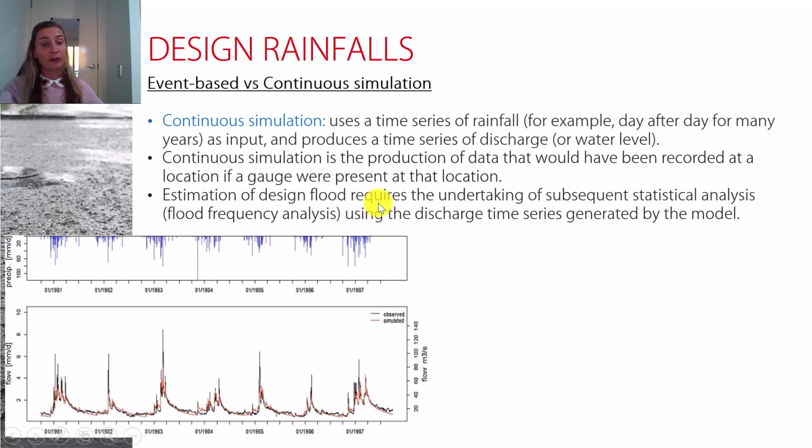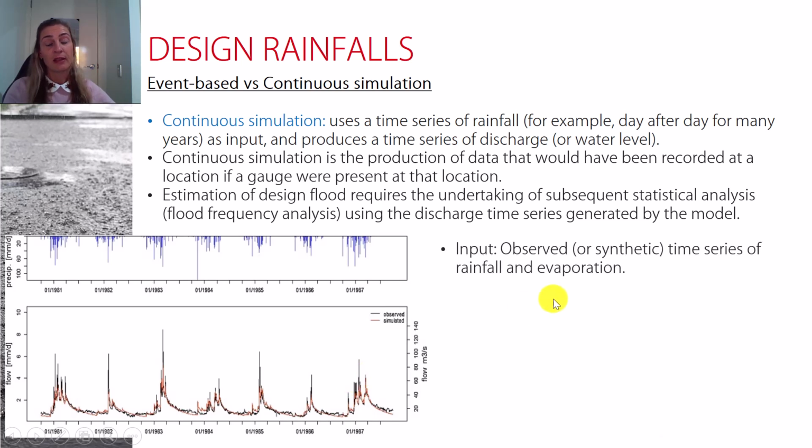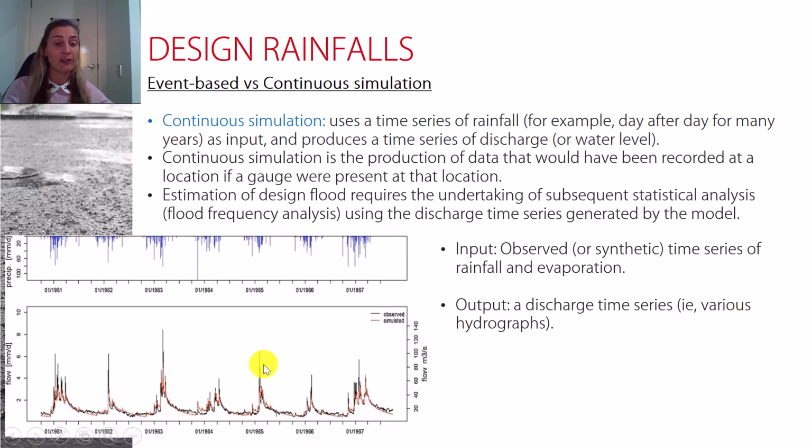So estimation of design flood using the continuous simulation requires the undertaking of subsequent statistical analysis, which is called flood frequency analysis, using the discharge time series then generated by the model. So we need to use this time series and apply a flood frequency analysis to find the required design flood. The input in continuous simulation is a time series of rainfall and also evaporation, because evaporation is an output of the catchment. And the output is a discharge time series, that is various hydrographs.